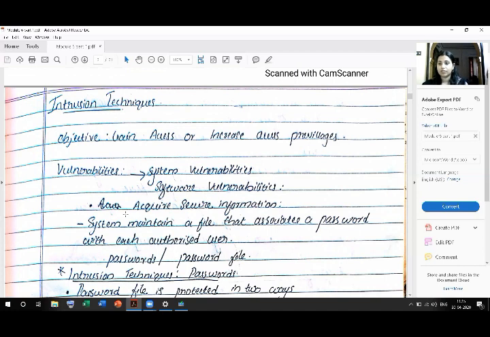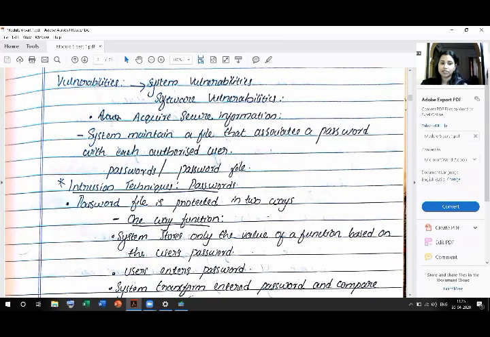Depending upon system vulnerabilities or software vulnerabilities, the intruders can intrude the system, or the attackers can attack the system, so they can acquire secure information. Therefore, the system must maintain a file that associates a password with each authorized user. So the system can be maintained with a password. Password means a password or password files. First one, intrusion techniques, passwords.